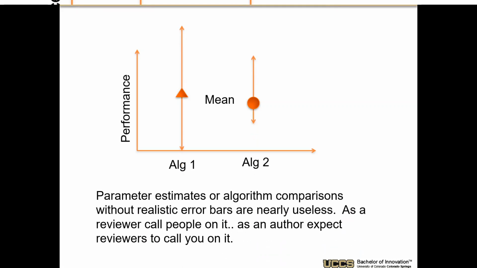if I look at the standard deviations, without parameter estimates or error bars, it's not very realistic. As a reviewer, some reviewers will call you on it. If I'm your reviewer, I will call you on it. As an author, expect reviewers to call you on it. But unfortunately, and this is why it's bad, most papers don't. Most of the papers you've probably read don't show you error bars on any of their data.